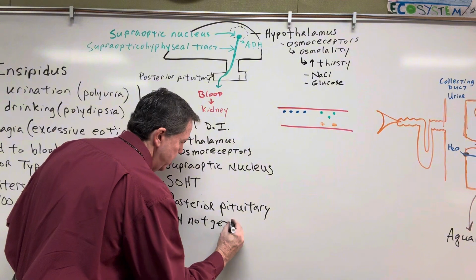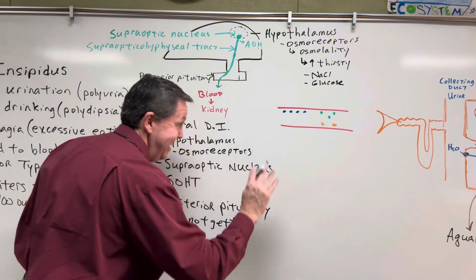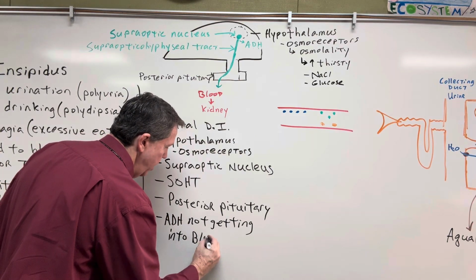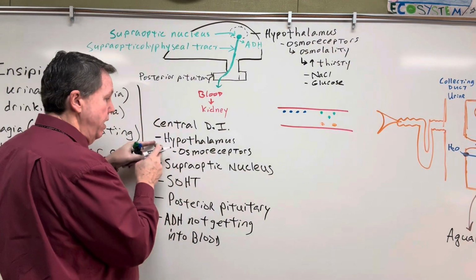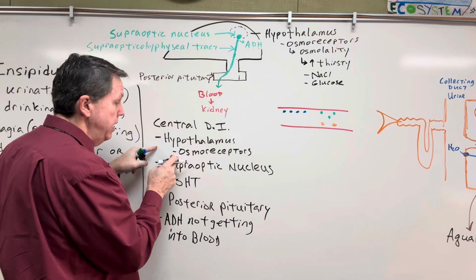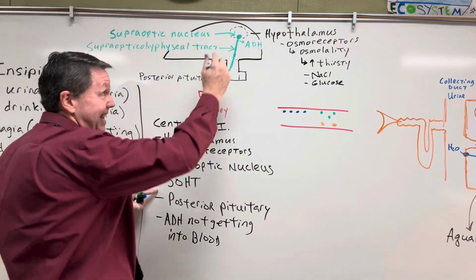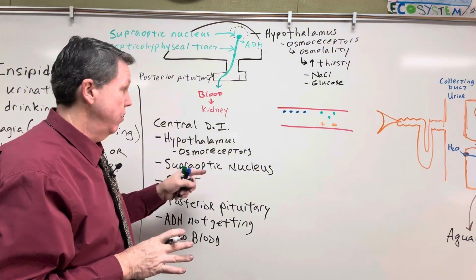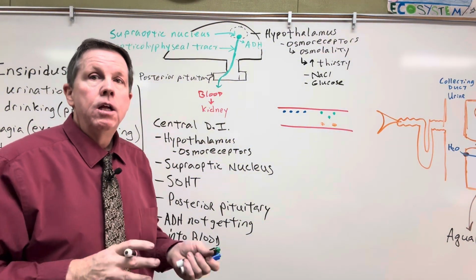But our kidney function and all of that is normal. So again, it's not getting into the blood. This could be due to we're not making it, we're not realizing we need to make it, we're not getting it down to the posterior pituitary, or there's just a problem in the posterior pituitary. So that's the first one, central diabetes insipidus.